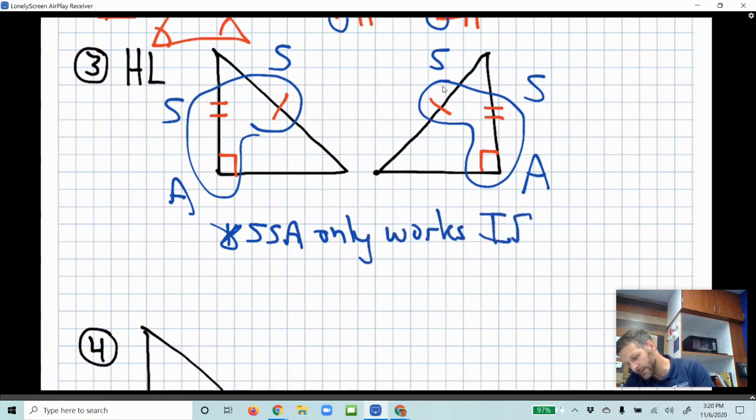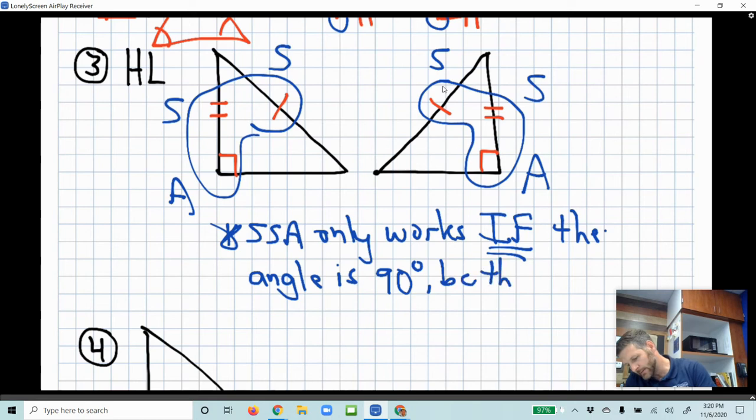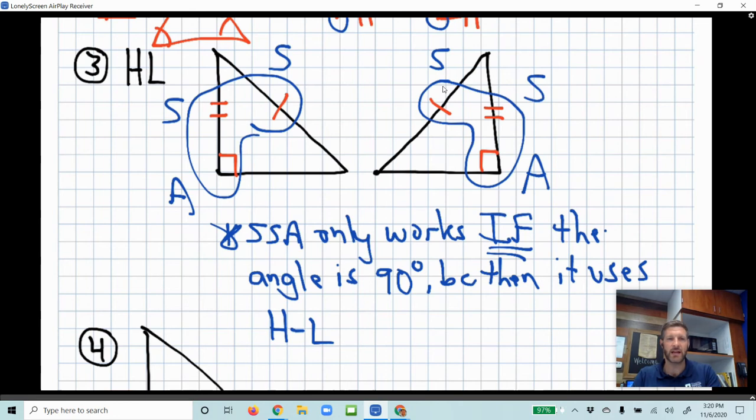So you could kind of say that SSA only works if, and that's a big if, the angle is 90 degrees. Because then it uses HL. Okay, so just trying to point out that HL is kind of an exception to the fact that ASS doesn't work. But you can just kind of forget that. ASS doesn't work. Just remember a right angle can work if it's HL.